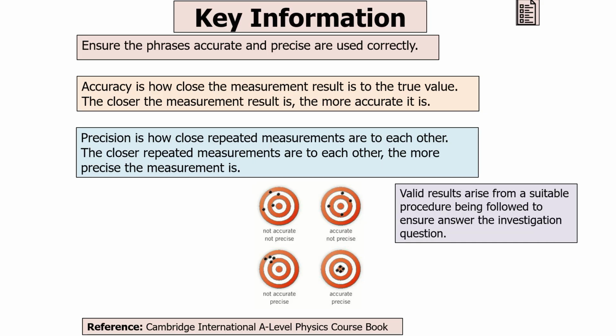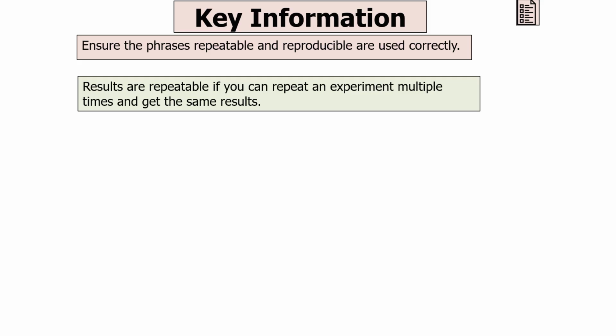Now, valid results in an experiment arise from a suitable procedure being followed to ensure that you answer the question the investigation is asking. Another two phrases which shouldn't be confused are repeatable and reproducible. Results are repeatable if you can repeat an experiment multiple times and get the same results.